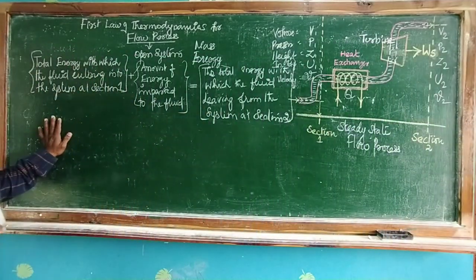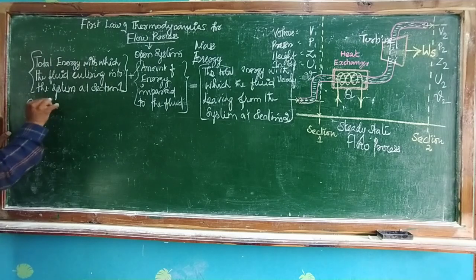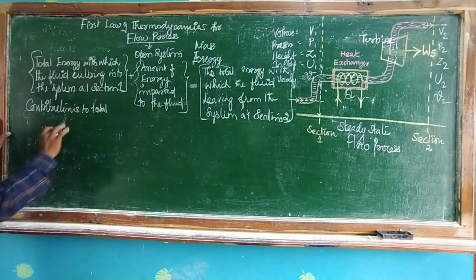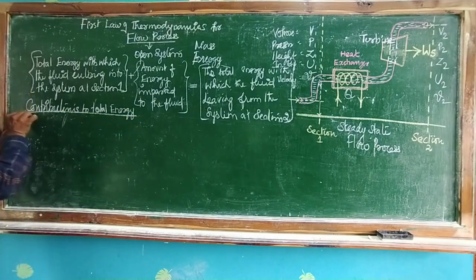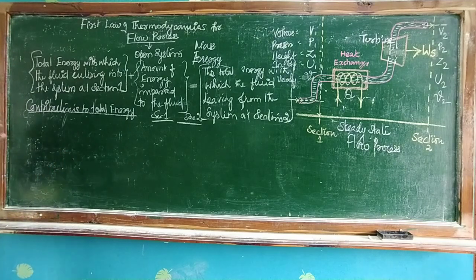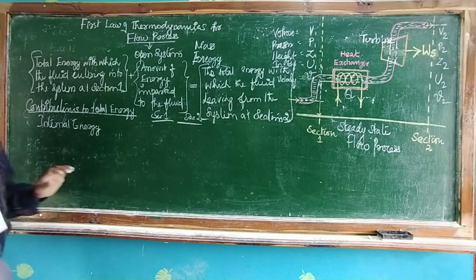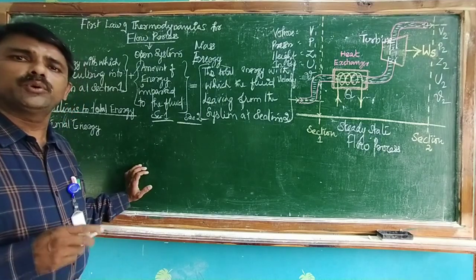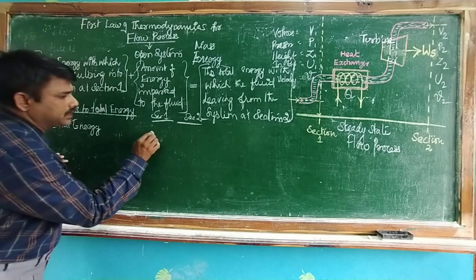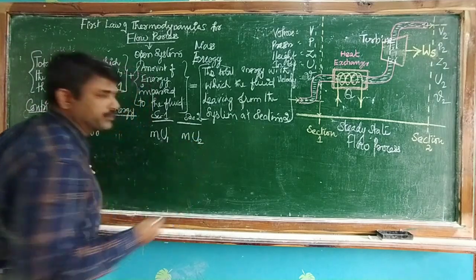Right. What about the contributions to total energy in section 1 and section 2? First point, internal energy. A unit mass of fluid possesses a certain amount of energy within itself by default. This energy is called internal energy. So at section 1, internal energy is equal to mU1. Similarly, internal energy in section 2 is mU2.